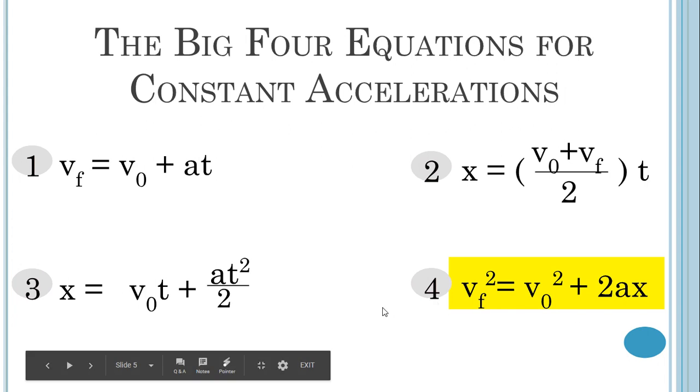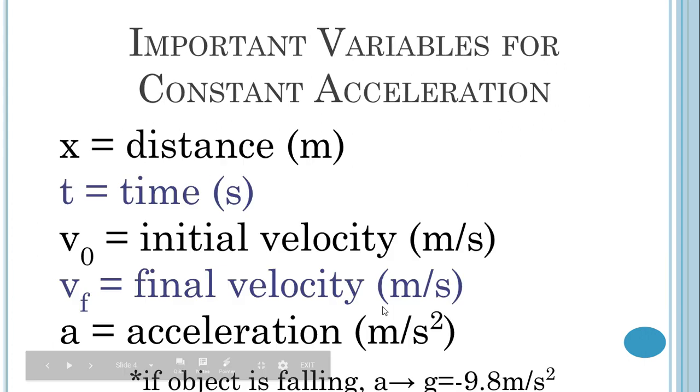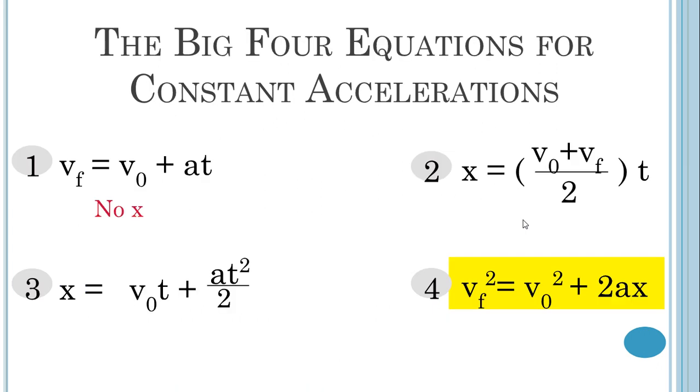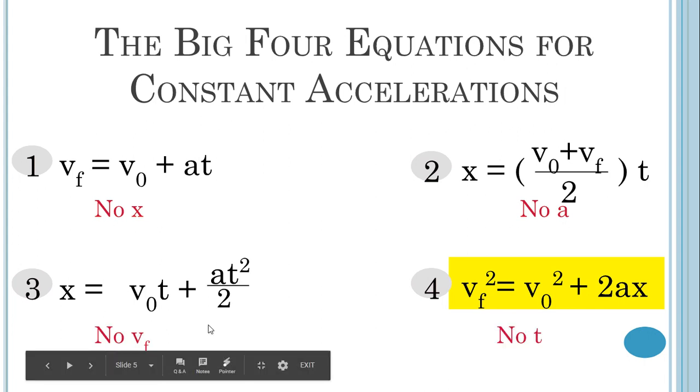Now, if you notice, in each one of these equations, it's actually missing one of the variables that are very important for our acceleration. In the first one, we don't have distance, so there is no x here. In the second one, we have no acceleration, no a. No final velocity here, and then over here, we don't have time. But if we want to know what any of these other variables are, this is the equation we would use.